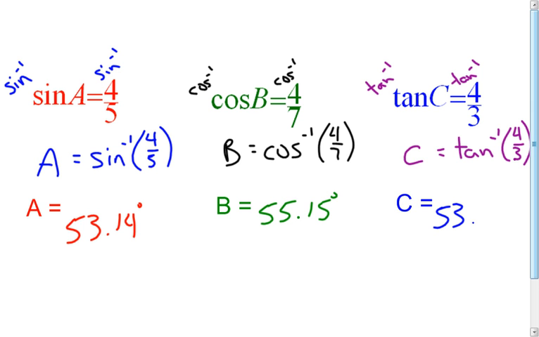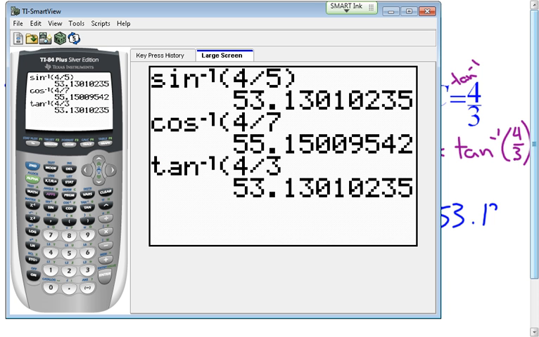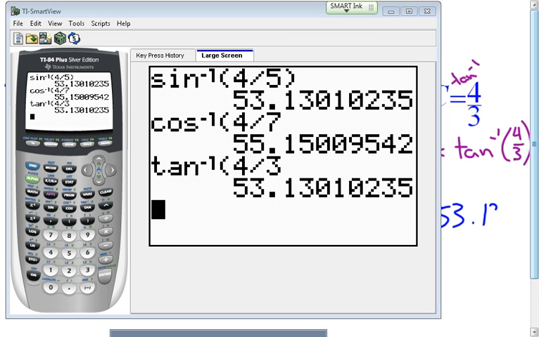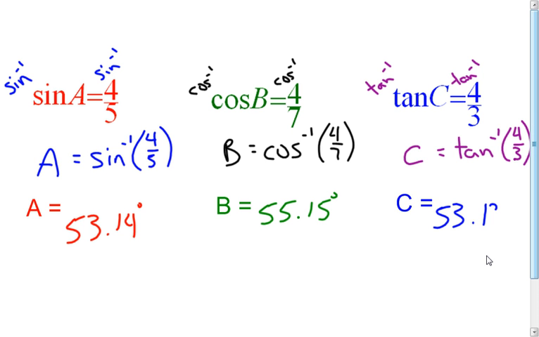So angle C is a 53.13, or was it 14? Let me double check that. 13, which I had an error on my last one. I should fix this. This one here, this should have been a 3 also. And this is a 3. Got it. There we go.